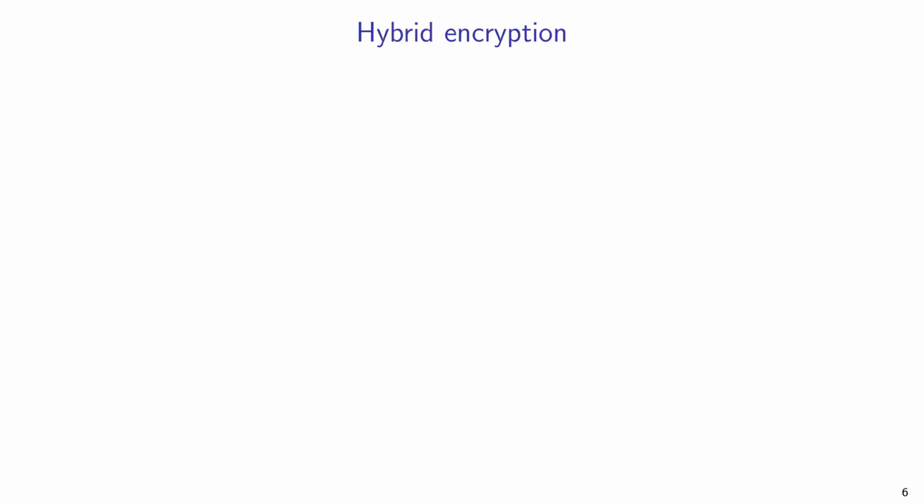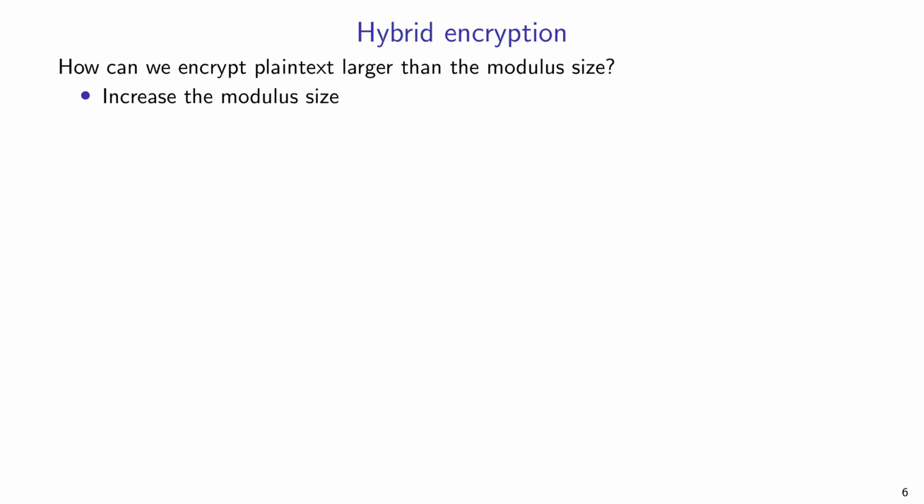Very good. Now, the problem is that usually we want to encrypt data that is larger than the modulo size. So the question is, how can we encrypt plaintext larger than the modulo size? What if we want to encrypt using RSA, let's say, 1 gigabyte of data? The first idea is that we could increase the modulo size by generating a larger key. But the problem is that if we double the modulo size, we get slowed down by a factor of 8. So the slowdown is nonlinear, it is exponential. So this is not an option.